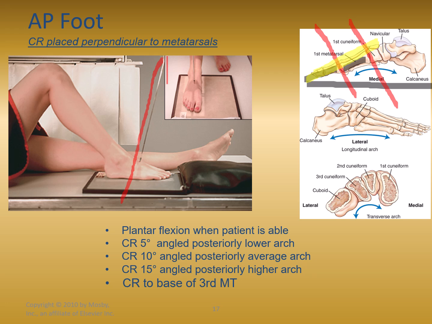So the amount of angulation is going to depend on how much that person's foot arches up away from the board. So we're looking at 5 to 10 to 15 degrees, depending on the patient's foot. You can gauge that by looking at the top of the patient's foot and trying to visualize the flat surface of the collimator box, making that flat surface parallel to the top of the patient's foot.